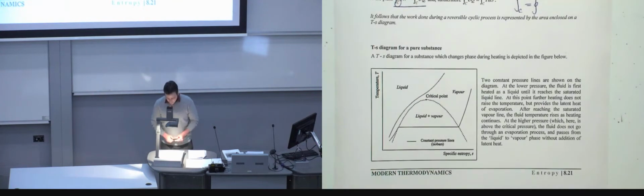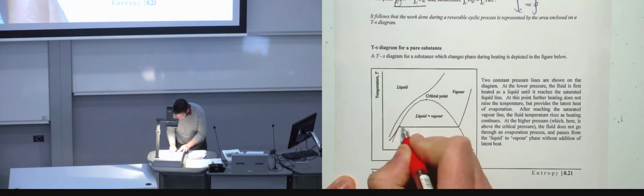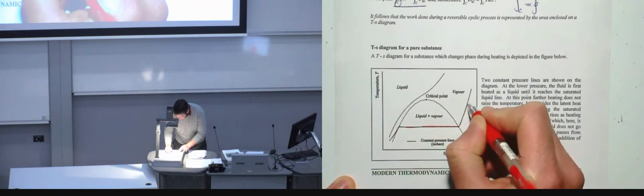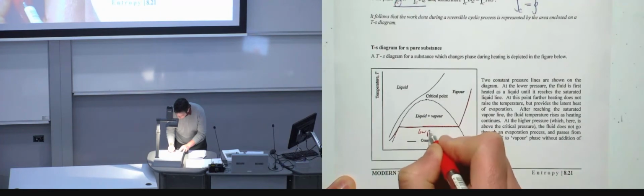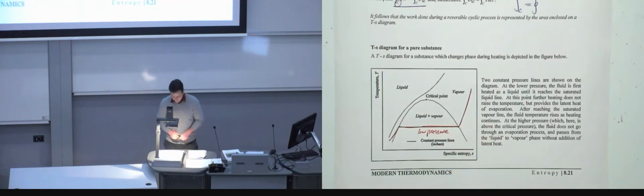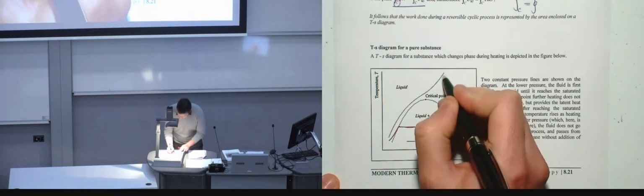Okay, so the TS diagram for this cycle, depending on at what pressure you're operating your power plant, there are 2 curves. One curve is here, which I show by red. This is the low pressure cycle. And the other one is this one, which is the high pressure cycle.